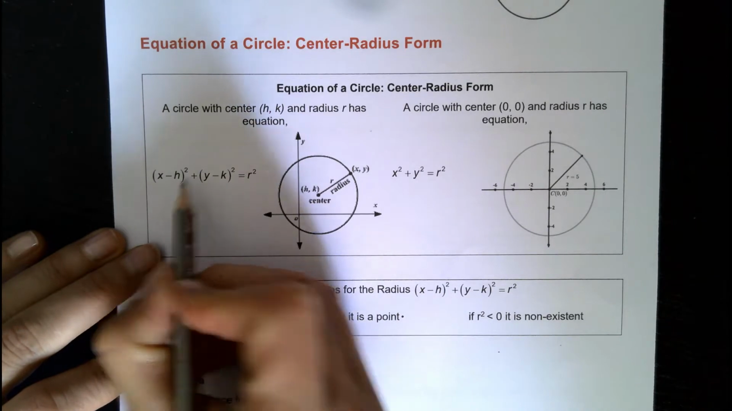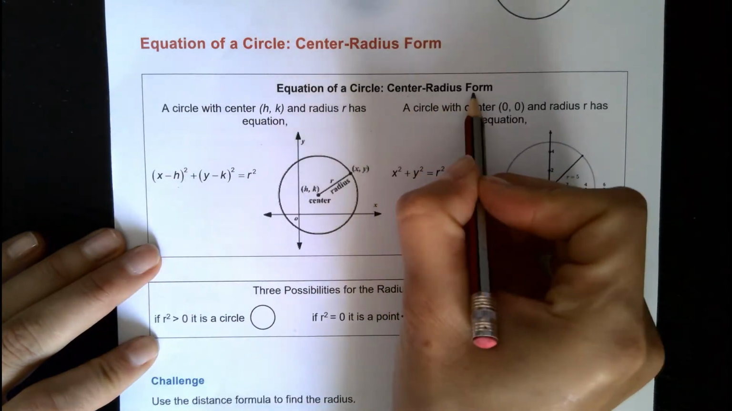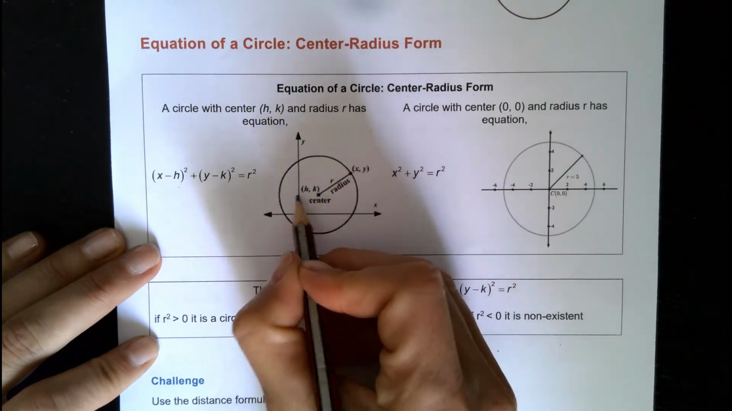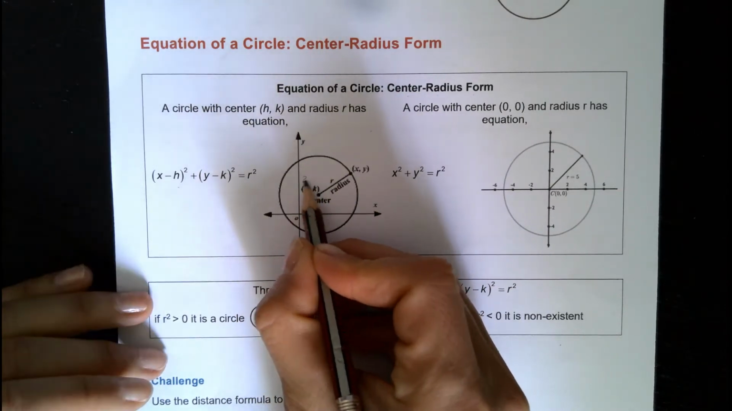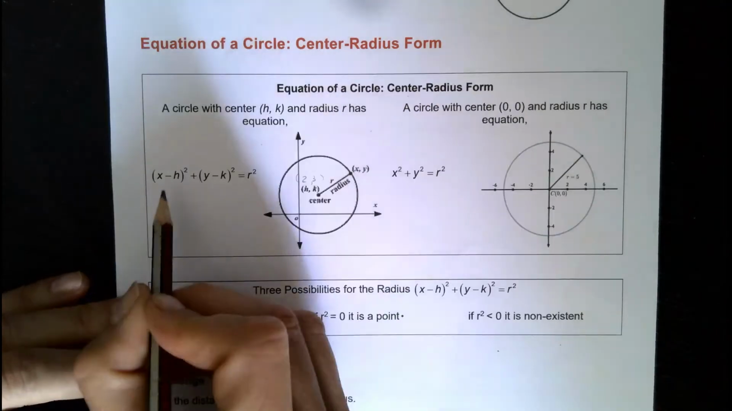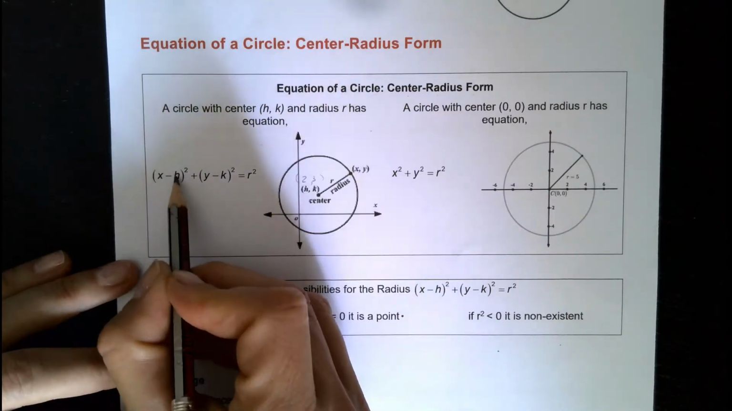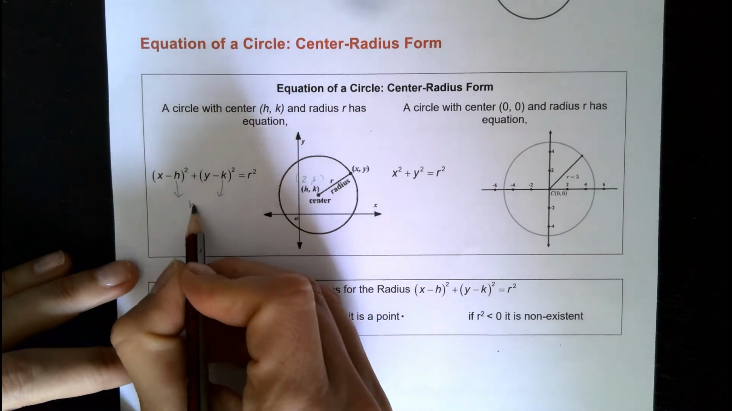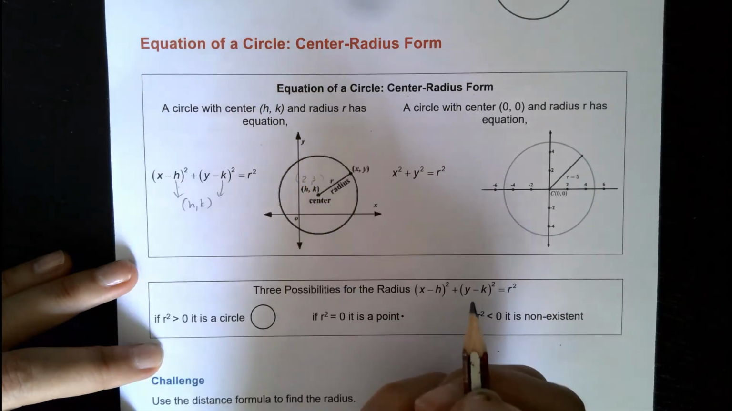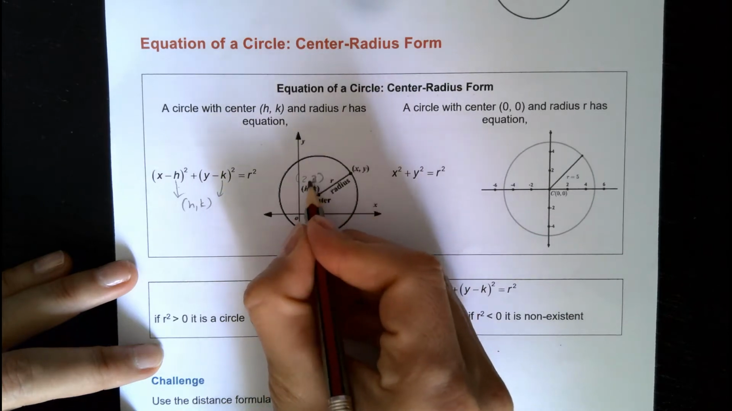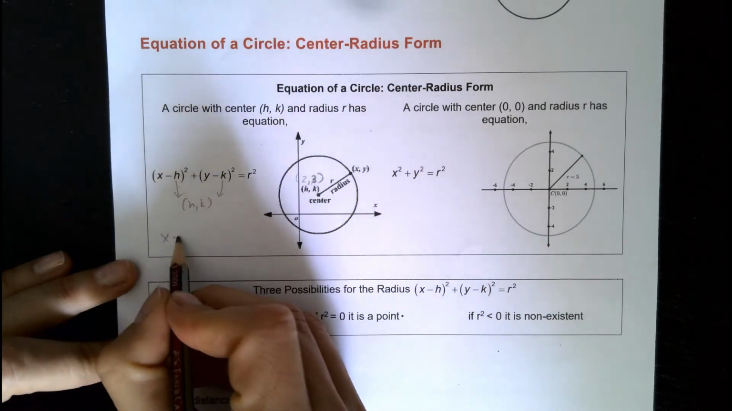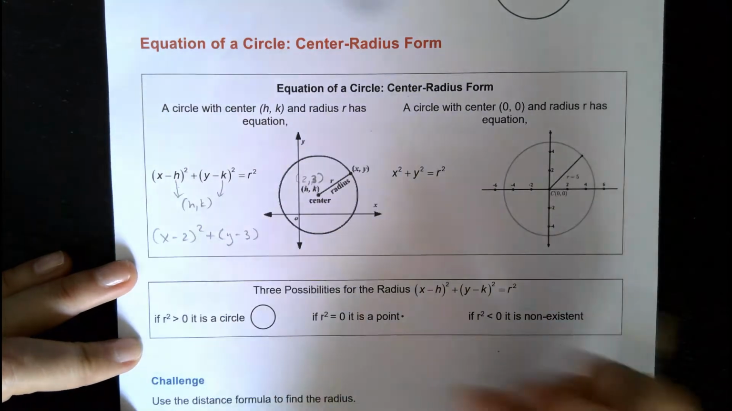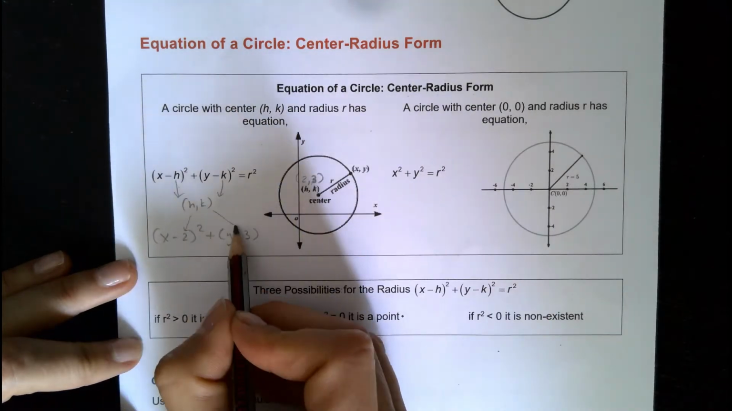This one is called the center radius form equation. If we have the center of the circle and the center has the point (h, k), say it's (2, 3), whatever the center is, it goes here. Okay, (h, k) represent the center. So if I had the center (2, 3), then my equation would look like this, because my center points go here.